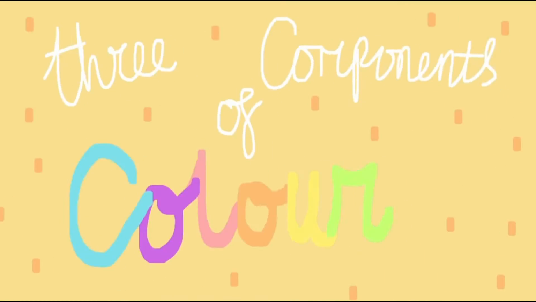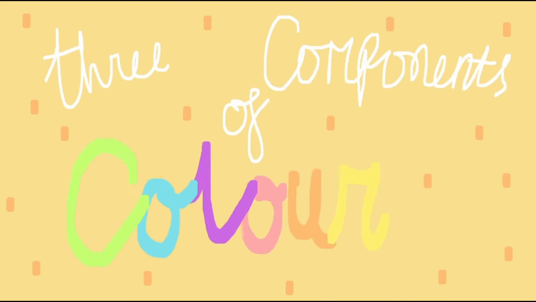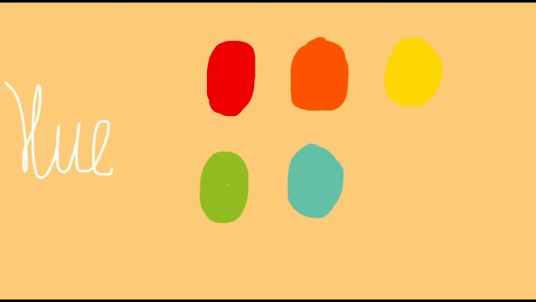First, let's start with the three components of colour. Hue is the basic colour itself, i.e. red, blue, orange, etc. Saturation is the degree of intensity. A vivid colour is more saturated than a pale colour. Value is how light or dark the colour is, white being the highest value and black the lowest. This is why black and white are technically not colours but shades.